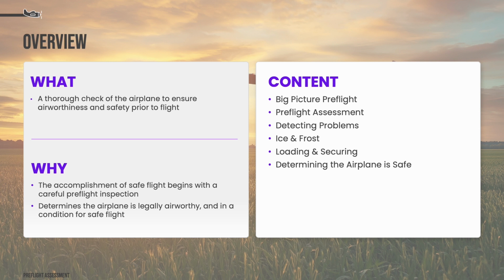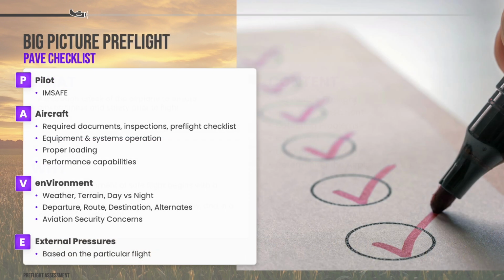Okay. So the big picture of this pre-flight is what we're looking at. We're going to look at the pre-flight assessment, detecting problems, talking about ice and frost, loading and securing, and then determining the airplane is safe, okay? So first, we're going to check out this PAVE checklist. Everything in the FAA is acronyms, so the big picture pre-flight starts with the PAVE checklist, okay? So that starts with the pilot and then moves on to the aircraft and then to the environment, and then we talk about external pressures.